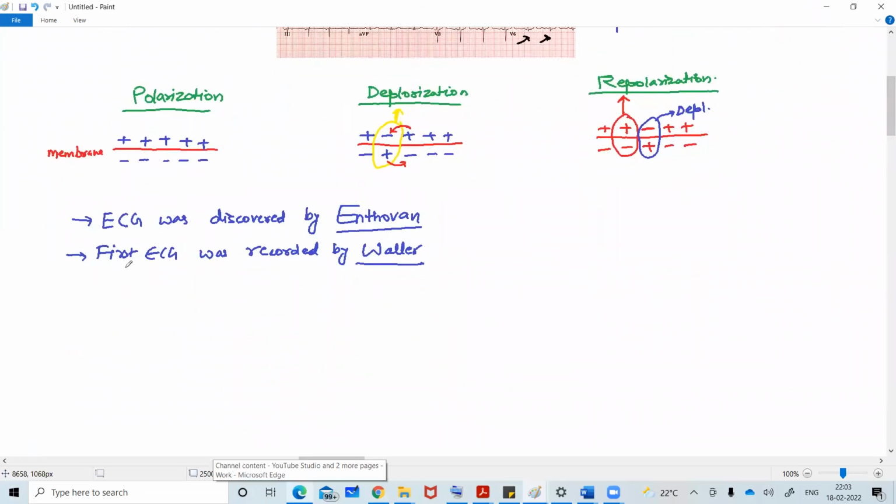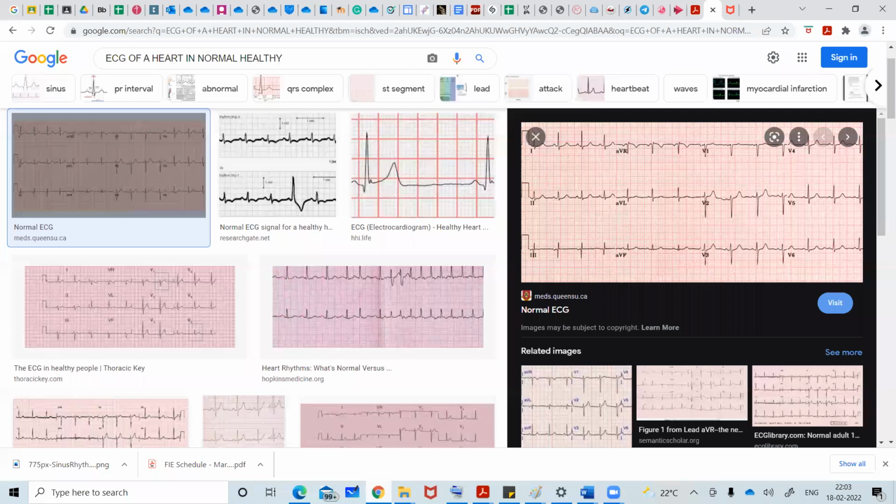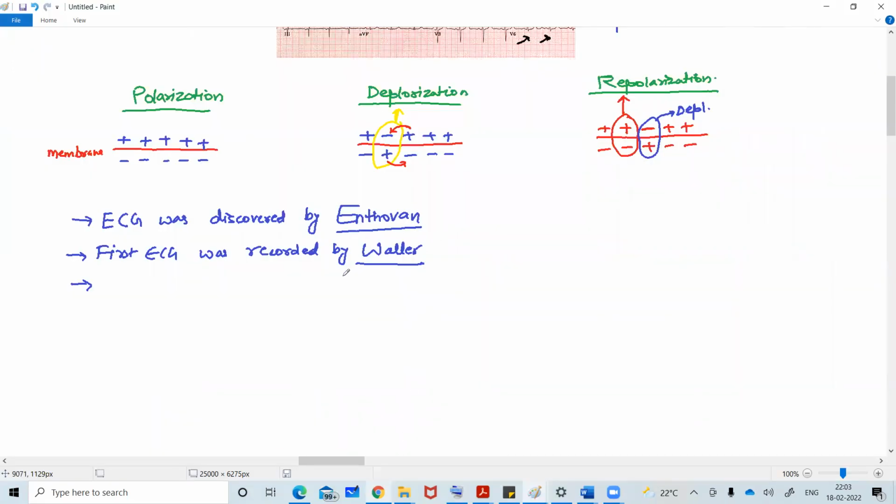Next. Next is leads from the electrocardiograph are attached to arms. Like there are some electrodes where it is placed. It is placed on arms, legs, chest, and the signals and the flow of the impulse are recorded.